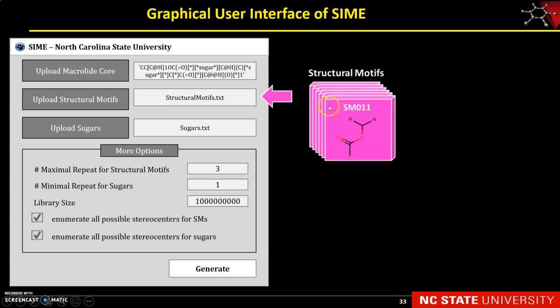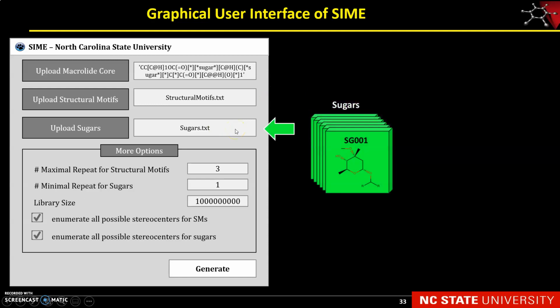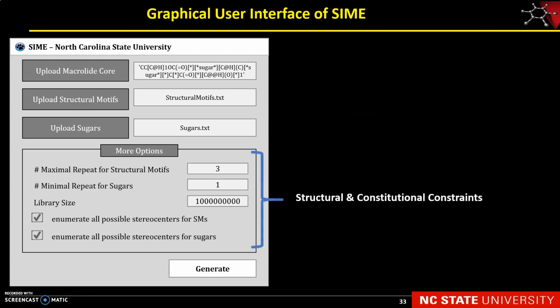And then you can upload a list of structural motifs in those positions. You can also upload a list of sugars to be incorporated at the specified positions. And you also have other structural and constitutional constraints so that you can restrain the chemical space further. So you can manipulate these parameters as well. And then you will click generate and it would provide you large chemical libraries of macrolides.